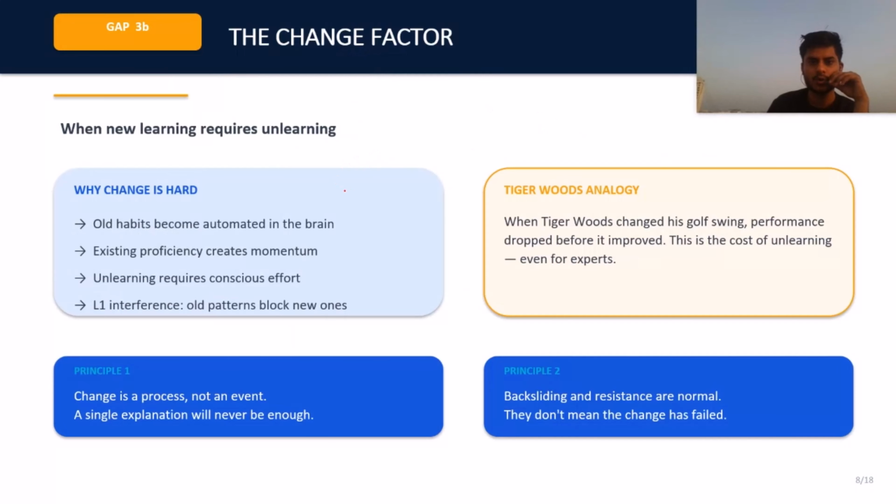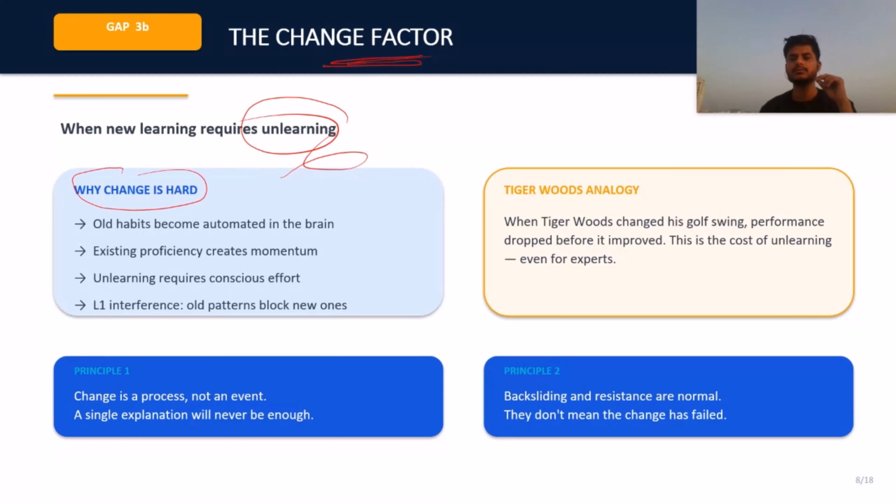Now, one more important factor within the motivation gap is the changing factor. When new learning requires unlearning, why is change hard? We know that training, fulfilling the gap, is about the change. The learner has to put in effort, and we create training material or whatever that makes a change.